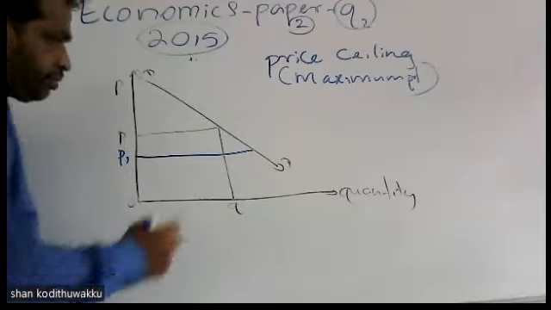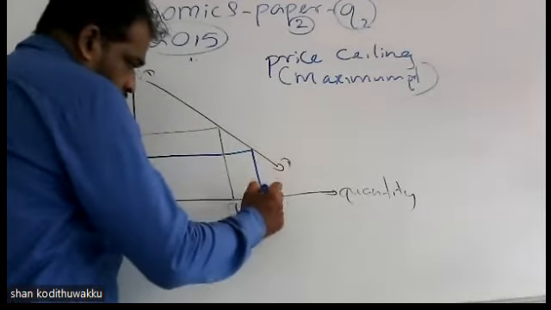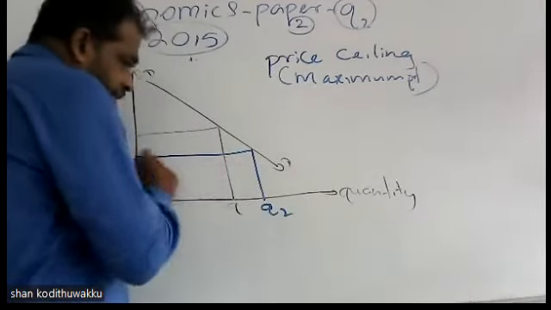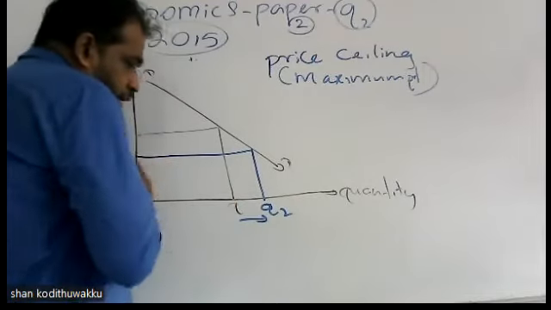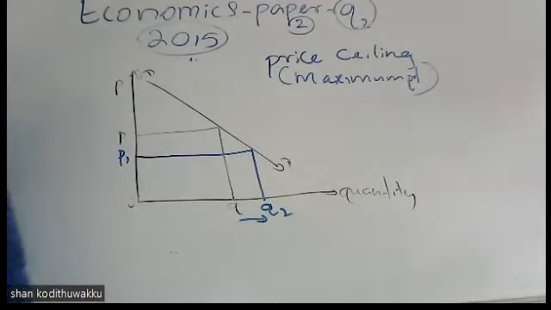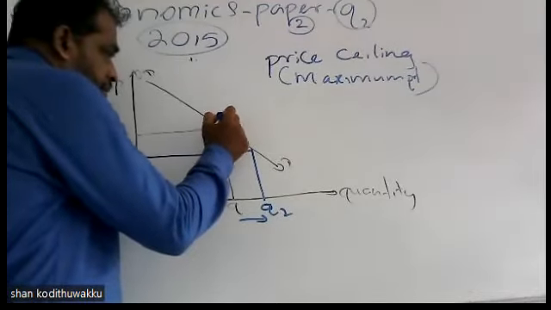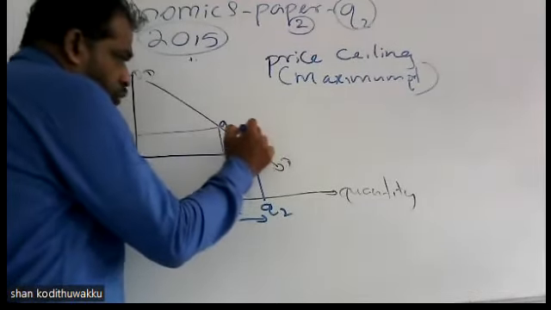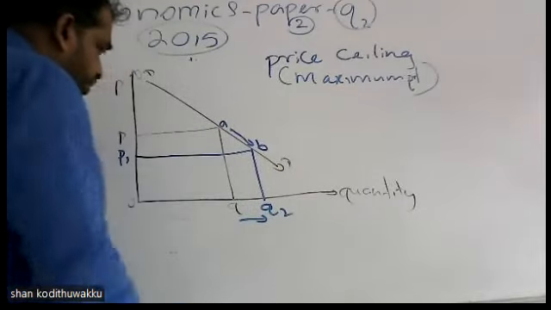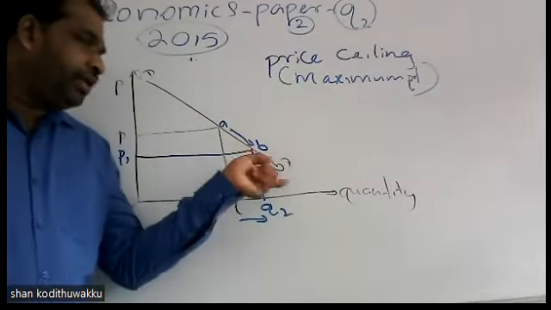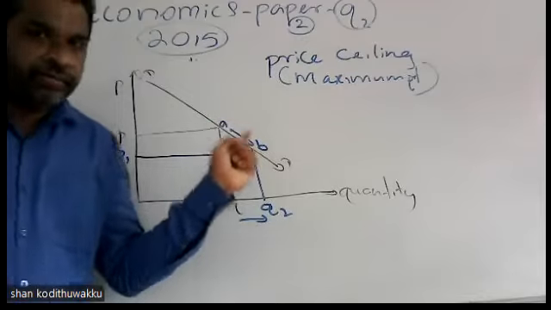Normally, that is Q2, because of price ceiling, quantity demanded will increase. Then if you take these 2 points, because of price ceiling, there will be a downward movement along the demand.